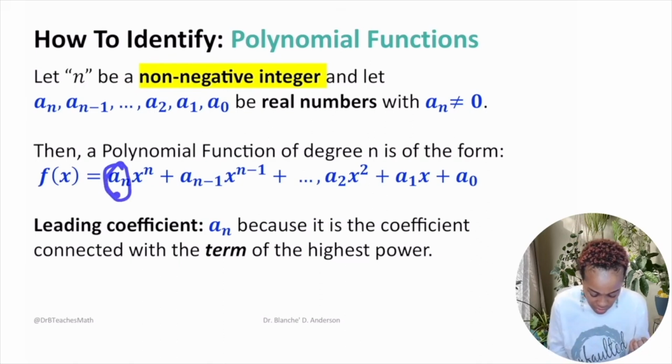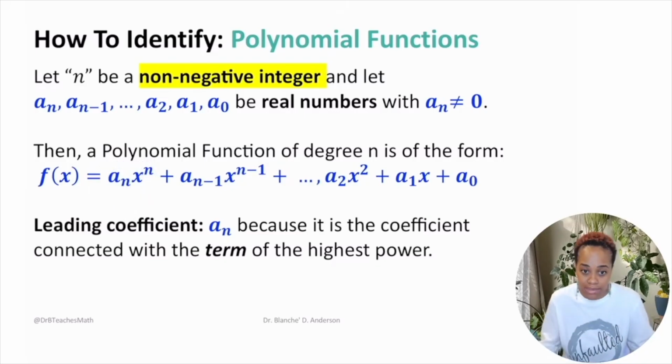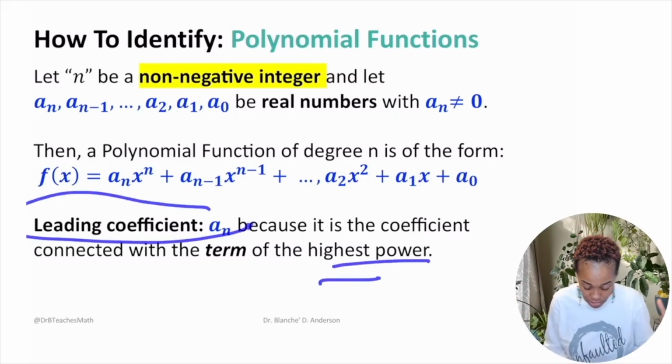You have your coefficient that's tied to a term, and then your term has a non-negative integer as a power. The number that's in front, on the term, attached to the variable with the highest power, is called your leading coefficient.